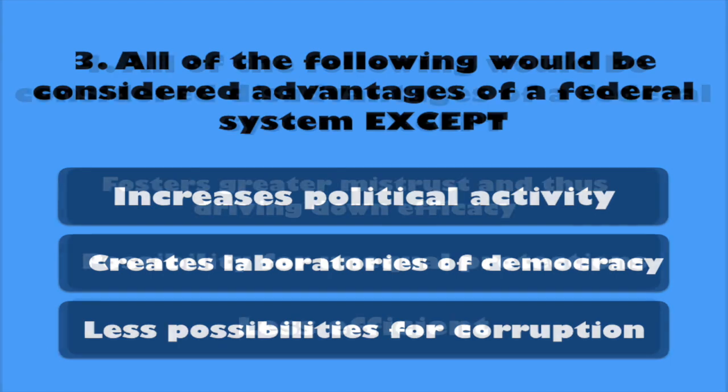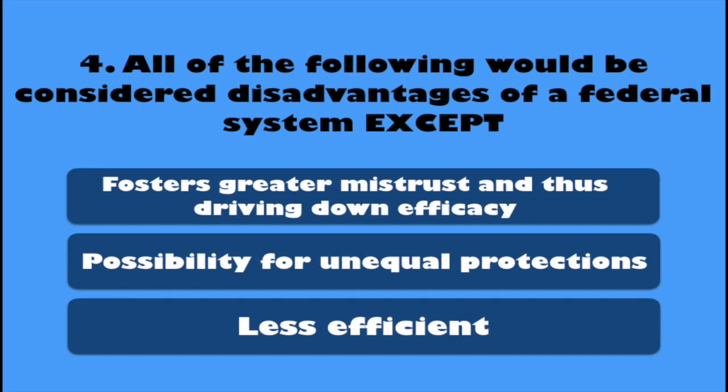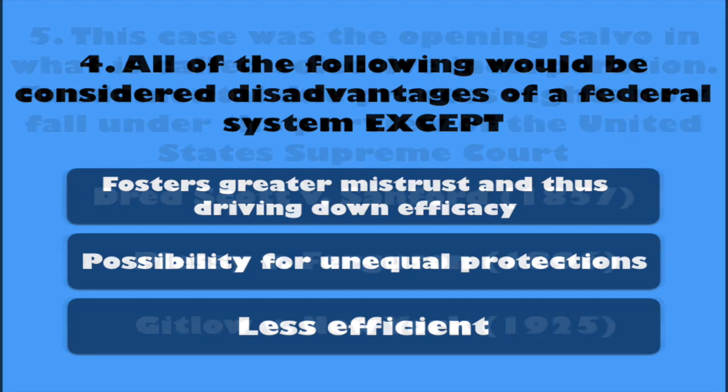Question number 4. All of the following would be considered disadvantages of a federal system, except: fosters greater mistrust and thus driving down efficacy, possibility for unequal protections, less efficient. Certainly, federal governments have unequal protections, and they are less efficient. Fosters greater mistrust? Federalism typically fosters more trust, which increases our efficacy.